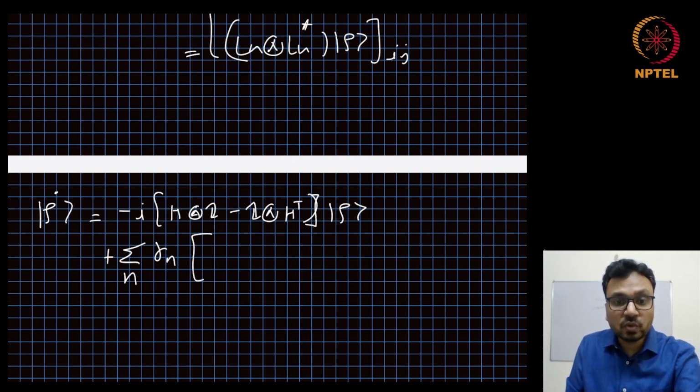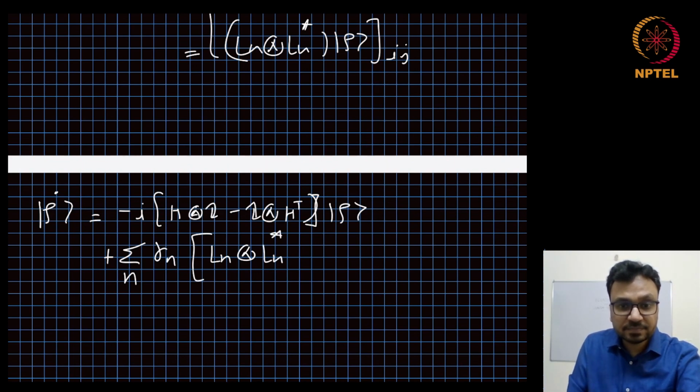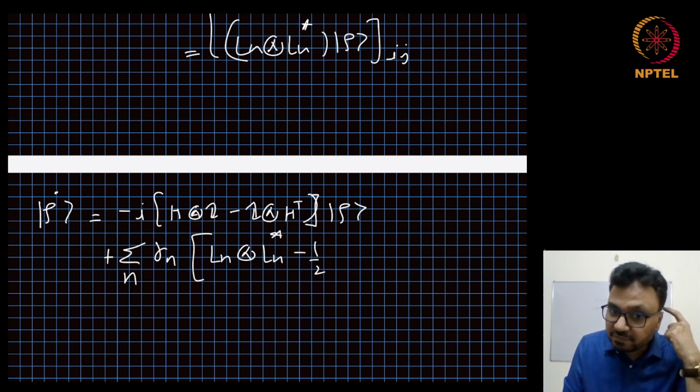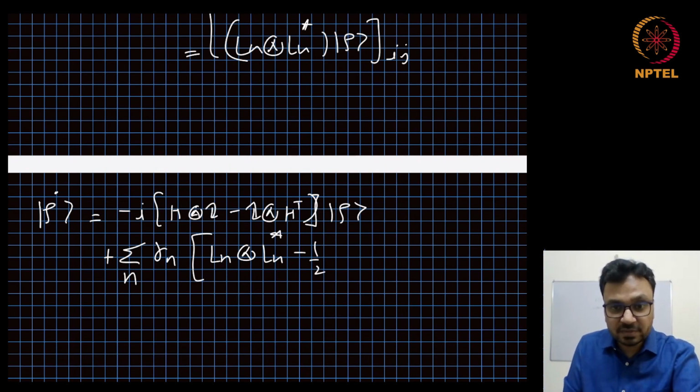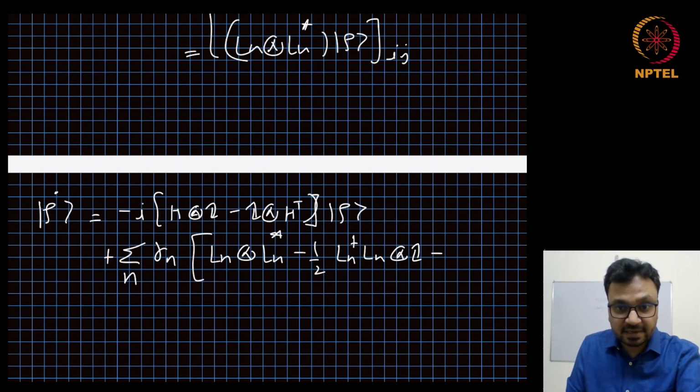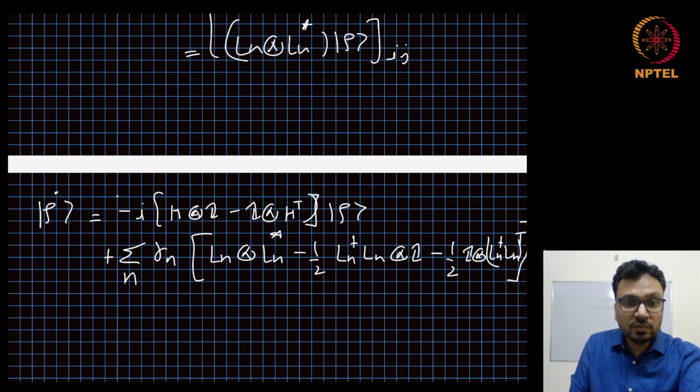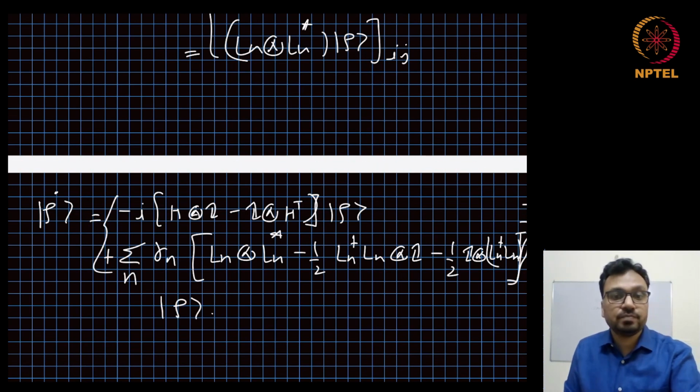First term was Ln rho Ln dagger, which will become Ln tensor Ln star, minus 1/2. The first term is Ln dagger Ln rho, that becomes Ln dagger Ln tensor identity. Second term is rho times Ln dagger Ln, which will be half identity tensor Ln dagger Ln whole transpose. And all these terms are getting multiplied with vector rho.